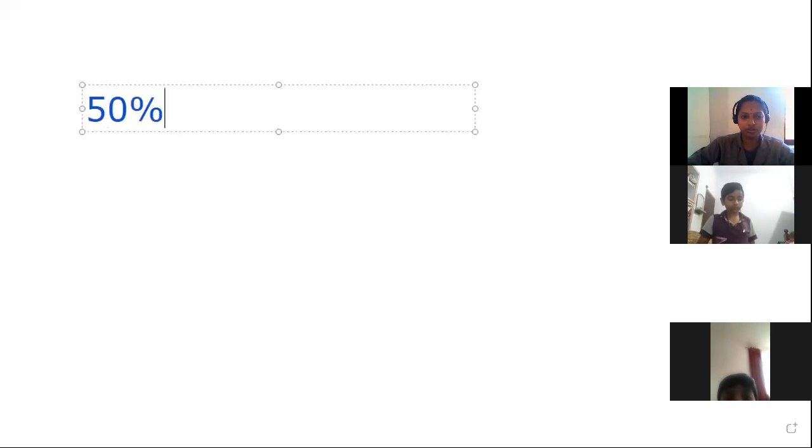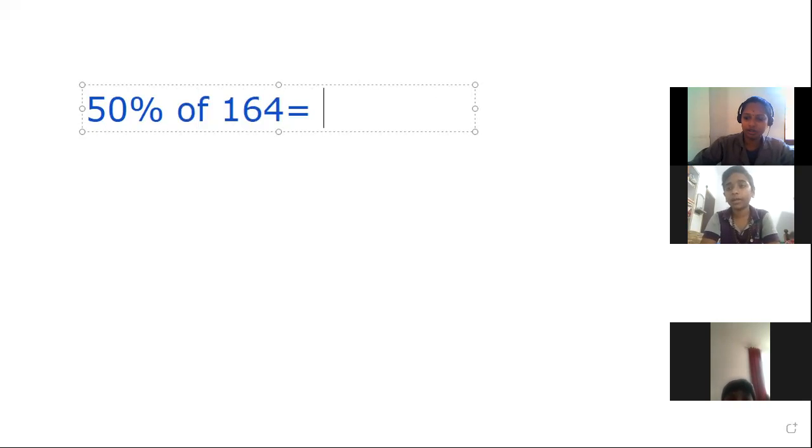So, the next one, 50% of 164. How do you calculate 50% of 164? 50 by 100 multiplied with 164. 50 divided by 100 is multiplied with 164.